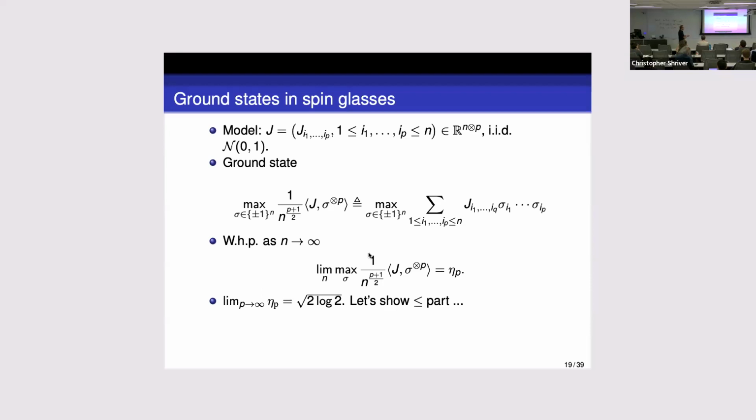It is known, upon proper normalization, what it is. So you have to normalize it like this. Then it's a constant. This constant is known, though far from trivial to compute. It's an implication of the Parisi ansatz and so on, but it's known. Nicely, though, as p goes to infinity, this constant trivializes to something very simple, square root of 2 log 2. The square root of 2 log 2 comes from the extreme value of independent Gaussians. All of this is sort of beside the point, though.